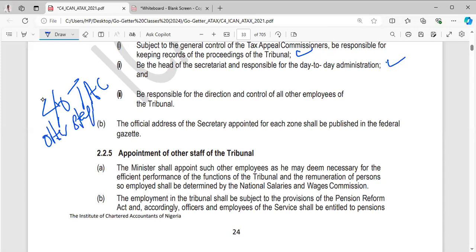There are other staff. Of course, the 40 people are not the ones going to be doing all the job. They may have a typist or a secretary, maybe a PA. PA is the right word. PA to the chairman, PA to the secretary. They may have some other office assistants. They may have different other staff as may be deemed necessary for the performance of their duties, and their salary shall be determined by the National Salaries and Wages Commission.